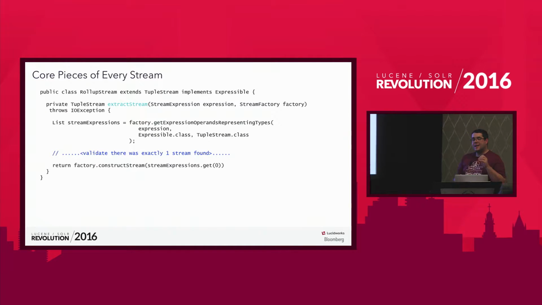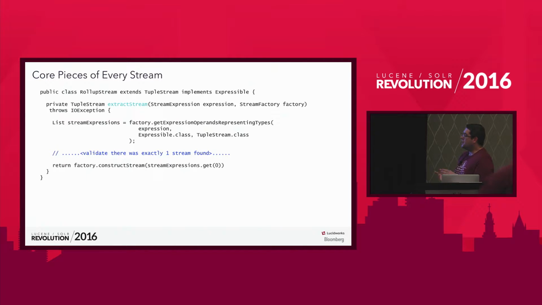So what we're doing is give me all the parameters that represent the types that I give it at the end. It has to be expressible, and it has to represent a tuple stream. I don't care what tuple stream it represents, but it has to represent that. So if we think about our rollup stream example before, the search expression that was in that would come back because the search represents a tuple stream, all right? And then we're going to validate, because a rollup stream only expects one stream to be in there. If the user gives us two or they don't give us any, we're going to error out.